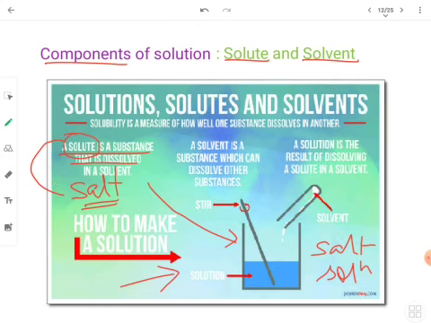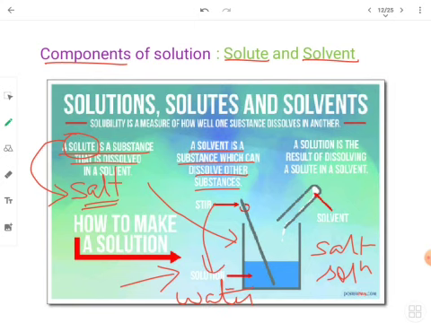Your solute is the salt. And obviously, what is solvent? A solvent is that substance in which the other thing is getting dissolved, or you can also say it is that substance which is dissolving the other substance. So in a salt solution, which thing is dissolving the salt? Obviously that is water. So your solvent is water.